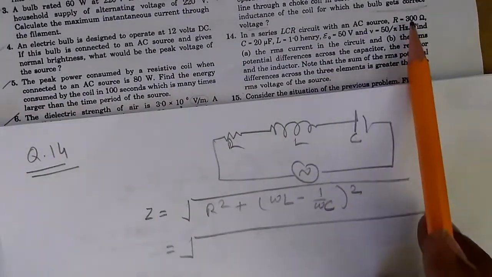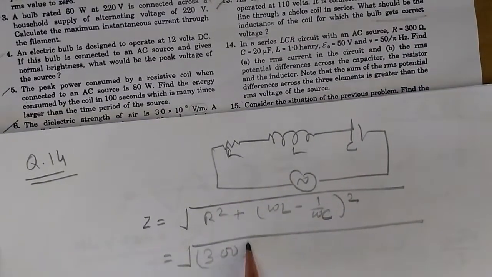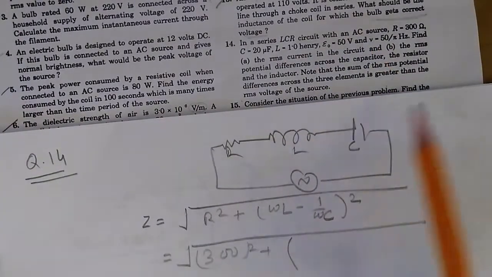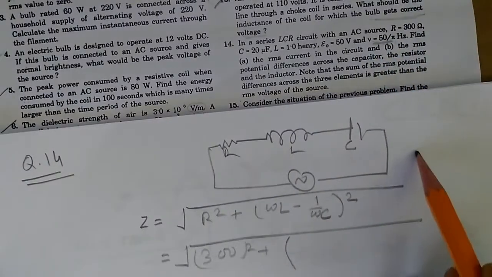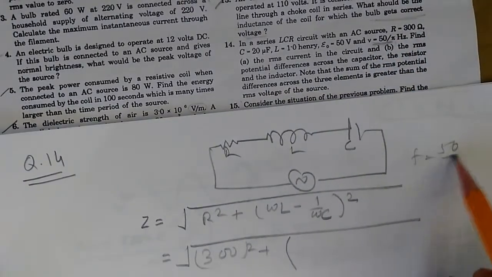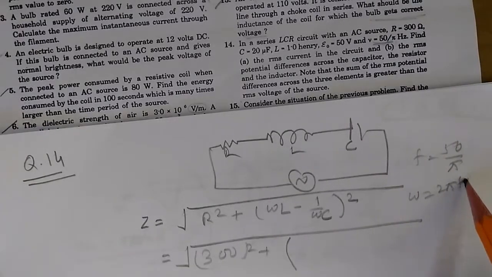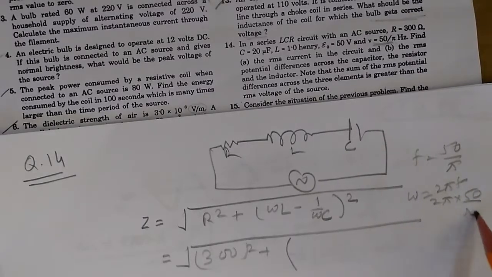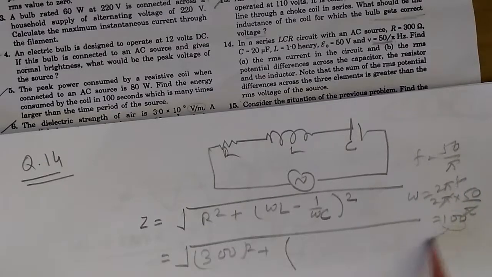R is given as 300 ohm, so 300 whole square plus omega. Now let's find omega, because the frequency is given as 50 by pi. Frequency is 50 by pi. So omega is equal to 2 pi f, and 2 into pi into f, with f as 50 by pi, the pi cancels. Omega is 100. Now you can substitute this omega value here.